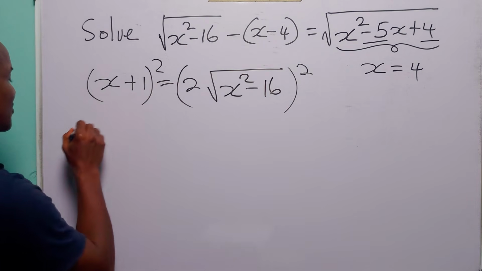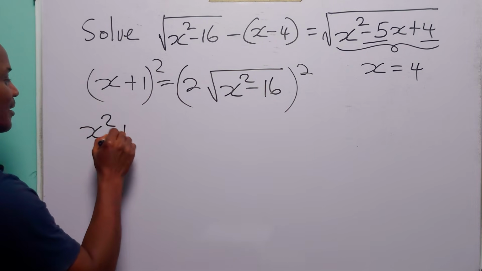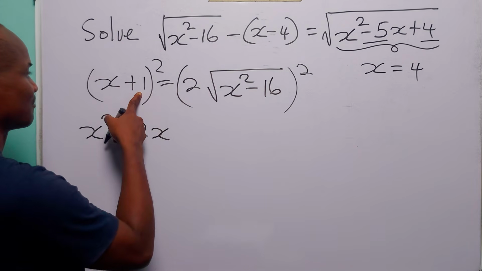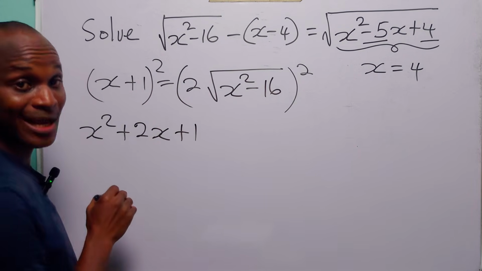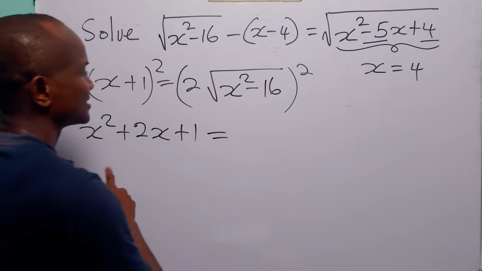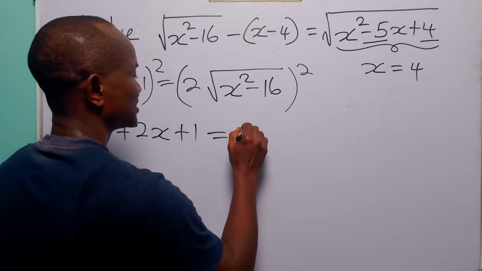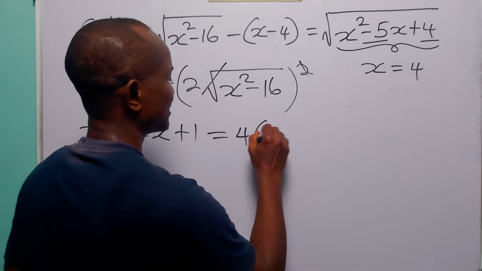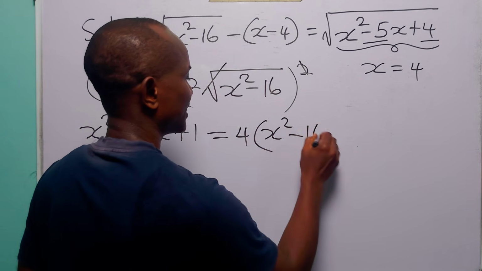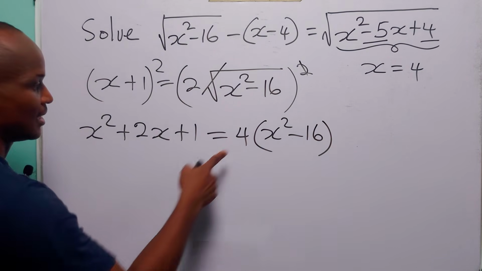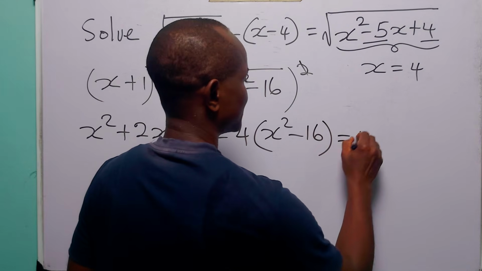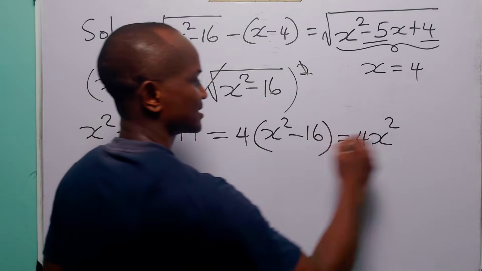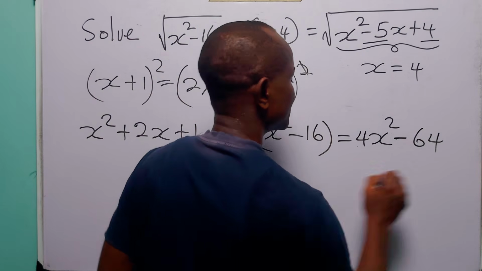Here we have x squared plus 2 times x times 1, that is 2x, plus 1 squared, which is equal to 1. This is equal to 2 squared, which is 4. This is going to take care of that. So this is times x squared minus 16. 4 times x squared is 4x squared. 4 times minus 16 is minus 64.